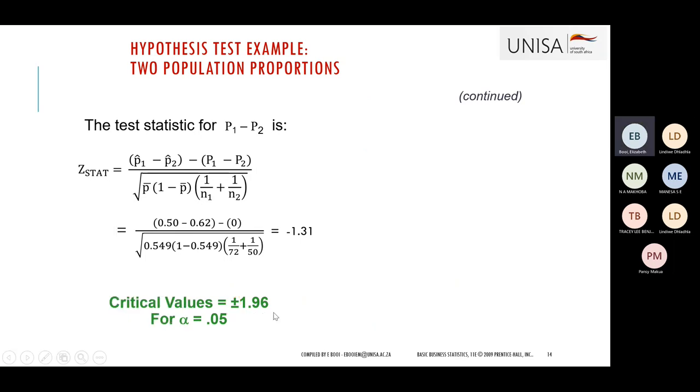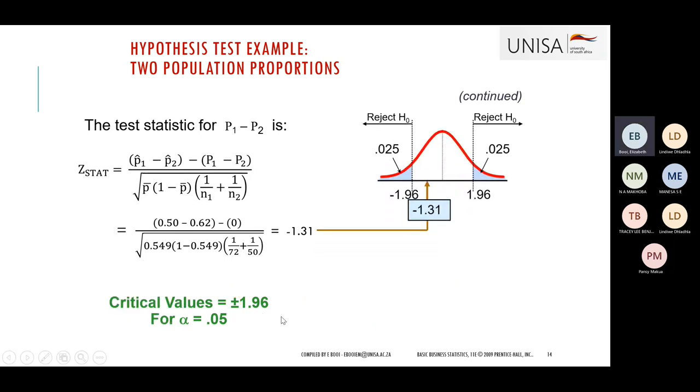I need to clear all of them. Then we have our critical values there. So we define our 1,96, and we shade our area. Now we need to find out where is 1,31. So our 1,31 is somewhere in the do not reject region because it falls somewhere there. It's not bigger than 1,96, it's less than.